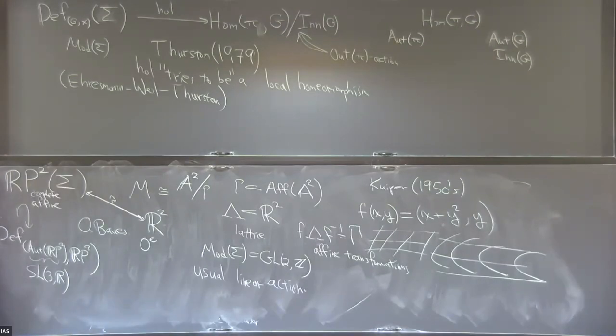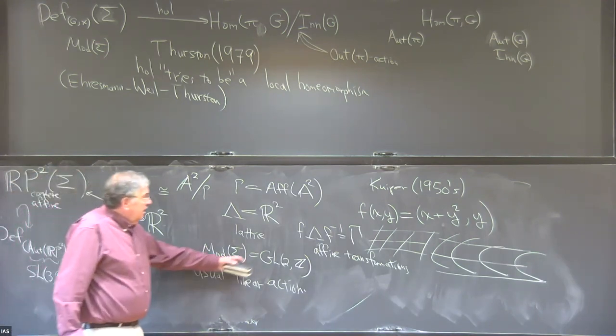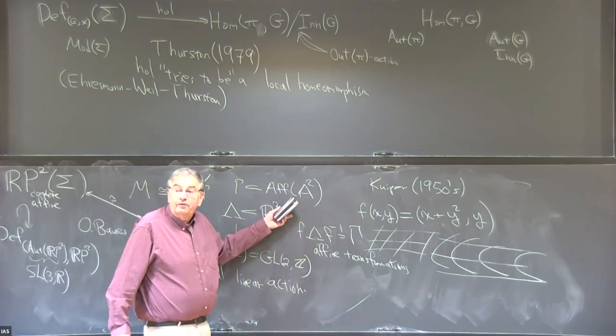Can I ask, this map by Kuiper, are you in some sense studying the dynamics of that map when you make this translation, or is the dynamics of that map relevant at all to what you do? The dynamics is not very relevant. The dynamics of F is not very relevant. It's just a homeomorphism, I think. What's interesting is more how it conjugates inside the affine group.